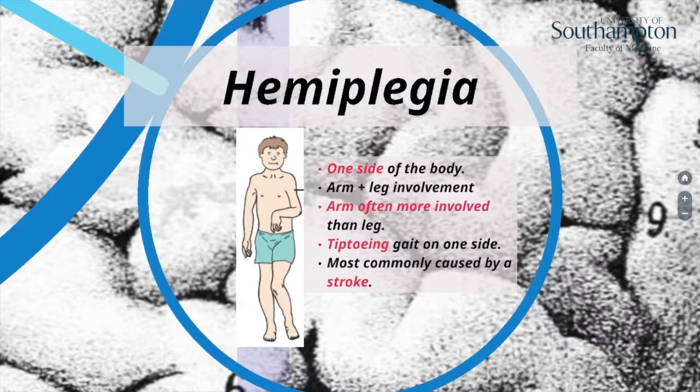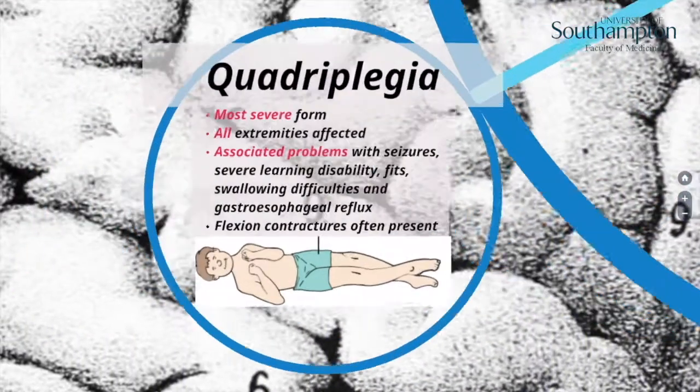We move on to our second variant under spastic cerebral palsy. Hemiplegia would remind us that half of the body is affected, with the arm in a dystonic posture, more affected than the leg, which would be in a tiptoeing gait. And this particular variant is more commonly caused by a stroke.